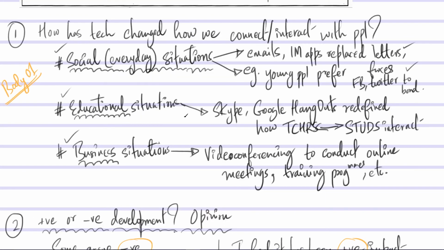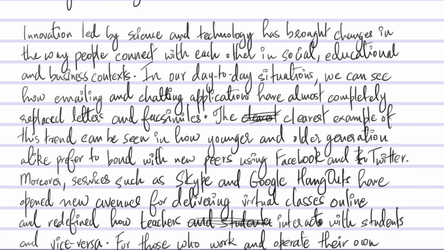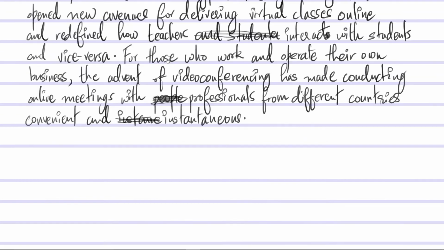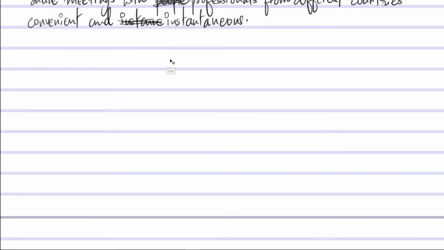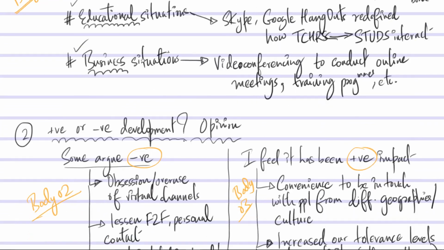That's the first body paragraph about the different types of relationships affected by technology. Innovation led by science and technology has brought changes in the way people connect with each other in social, educational, and business contexts. So that's directly relevant to what we are asked by the question. So we are absolutely on the right track.